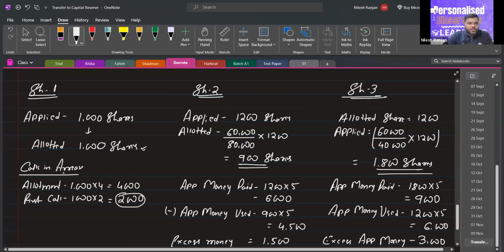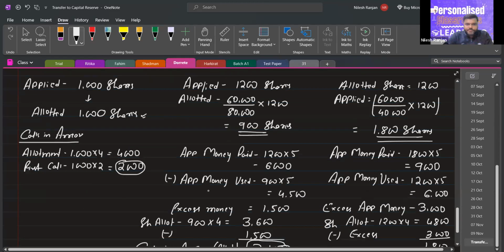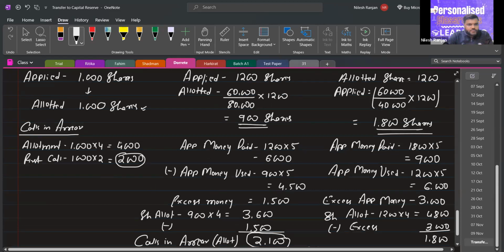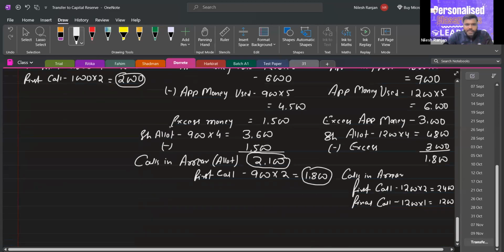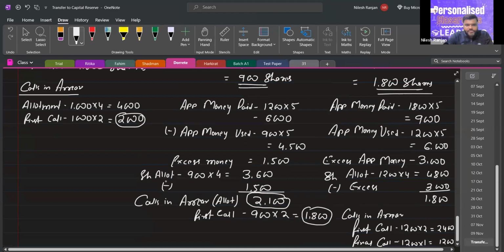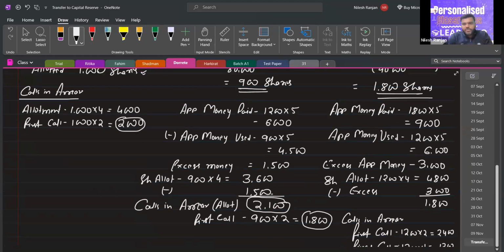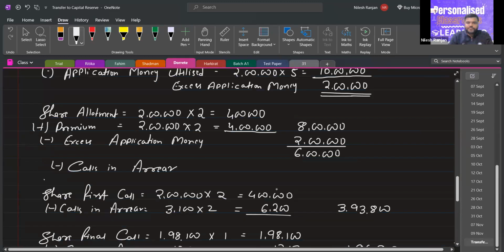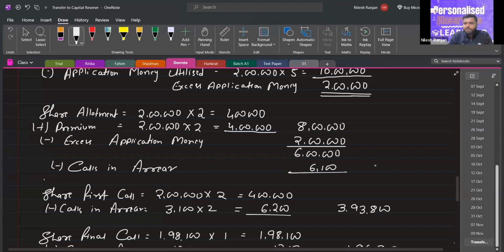Call scenario on allotment is 4,000 here and 2,100, so 6,100. Is this clear? Call scenario part? Yes, sir. Okay, so this is your calculation.